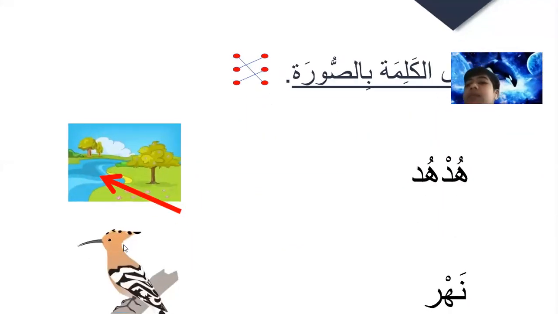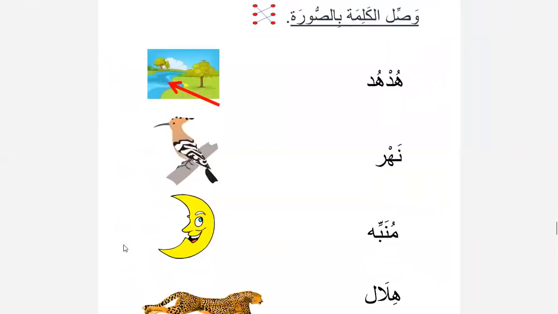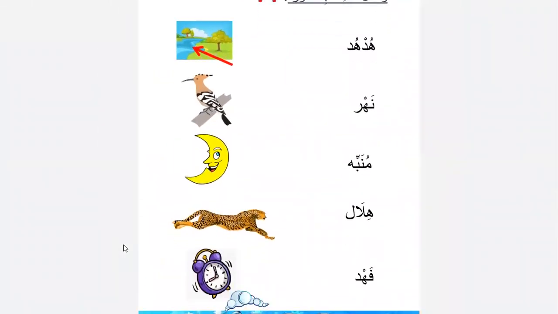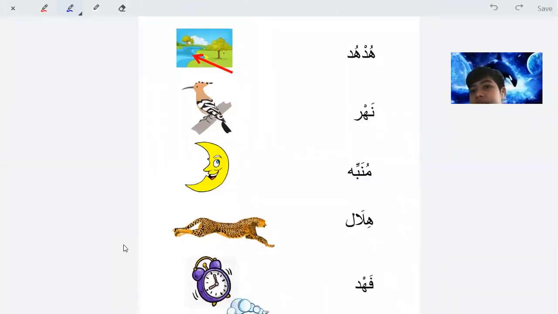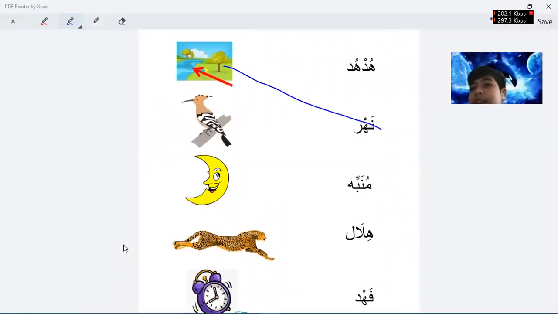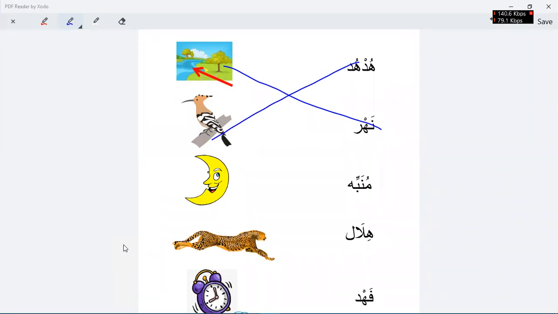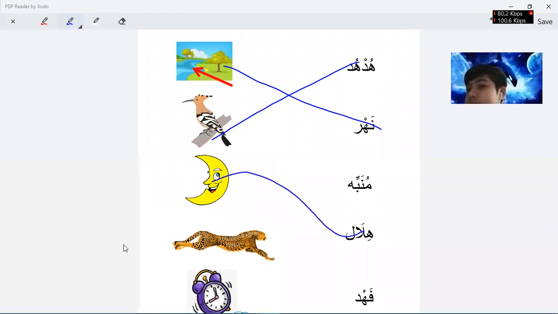Join the word to the picture. The river is nahar. Good. That thing is hood hood. Good. The new moon is Hilal. Good. Cheetah is Fahad. Yes. Then the alarm clock is Munabbih.